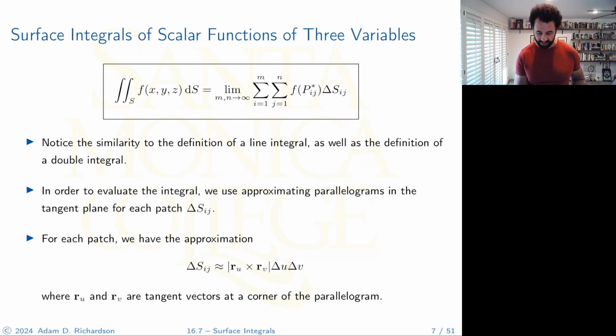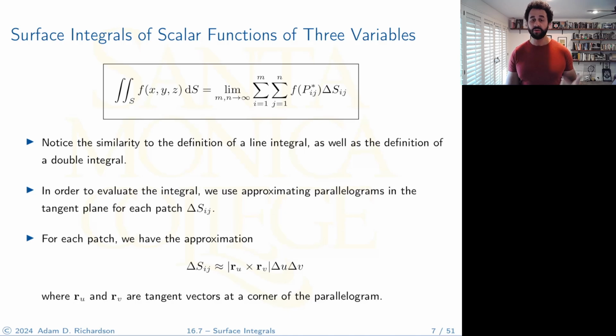Remember when we had a line integral, it was, for example, f of x comma y, and this was d little s, right? Because we were integrating with respect to arc length. Now we're integrating with respect to surface area, but the construction of the line integral was very, very similar to this.